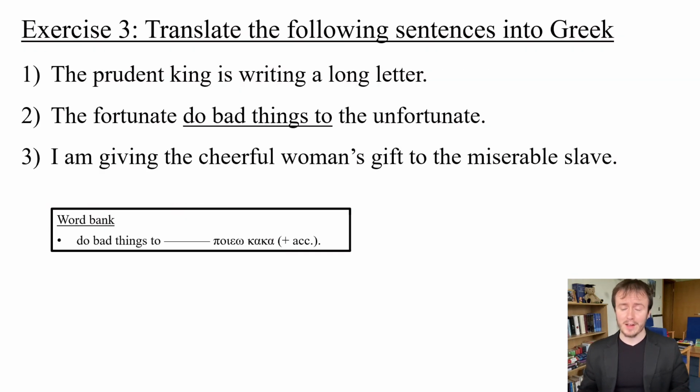Okay, exercise 3 is another translation exercise, but this time we're going from English to Greek. So I've created 3 English sentences here for you to translate into Greek. And I've glossed one particular phrase for you, namely, do bad things to. In Greek, you could use poieo with kaka, which is the neuter plural substantive form of the adjective kakos. So it means bad things. So if you want to say do bad things, you use poieo with kaka, and the person that you do bad things to goes in the accusative. With that said, please do pause the video and translate these sentences into ancient Greek.